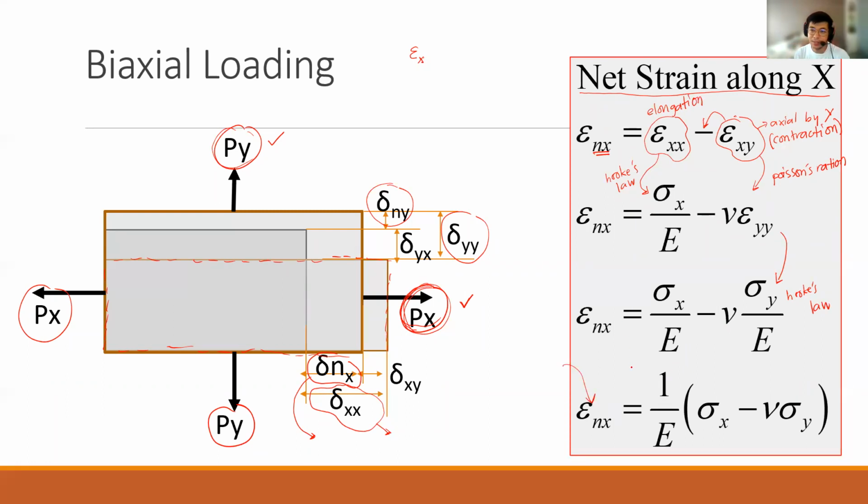So epsilon, the net strain in the x direction, is equal to 1 over the modulus of elasticity E multiplied by the difference of the stress x minus nu stress y. In other books, probably you can see another version of this one. I think this is sigma sub x is equal to, let me try to remember, 1 minus v squared. Okay, I lost my paper, my paper flew away.